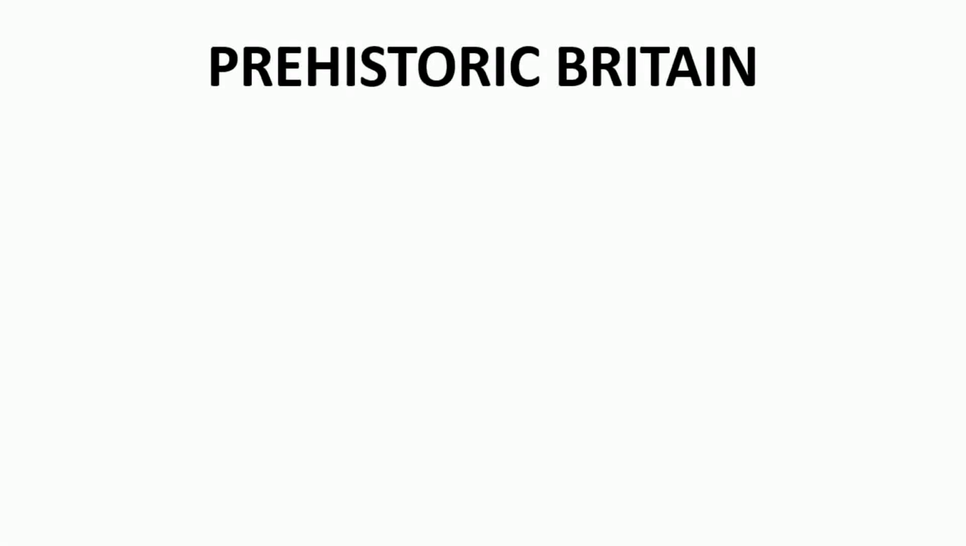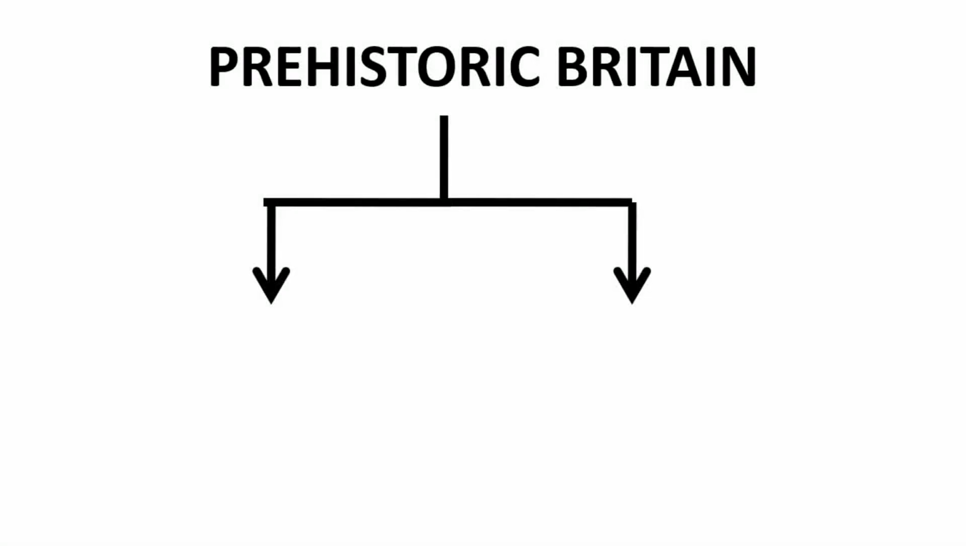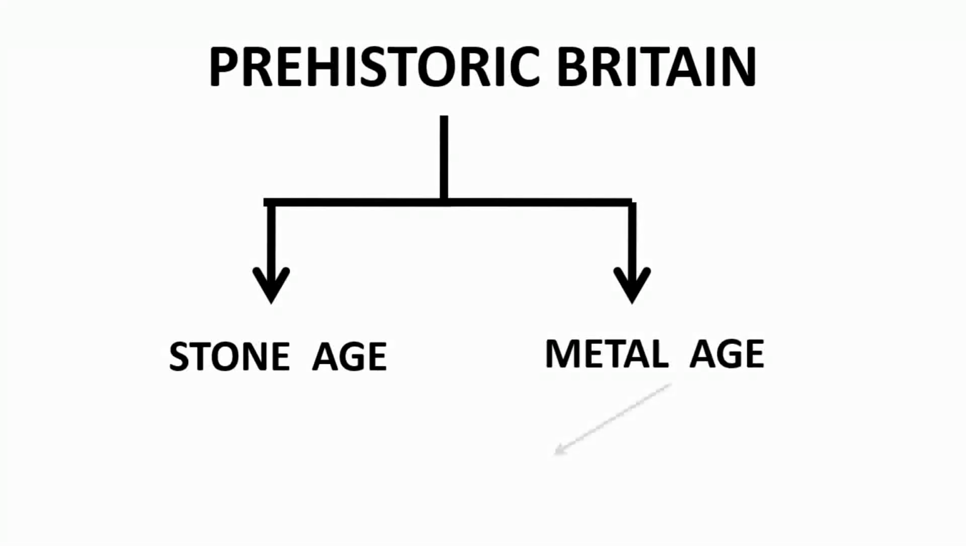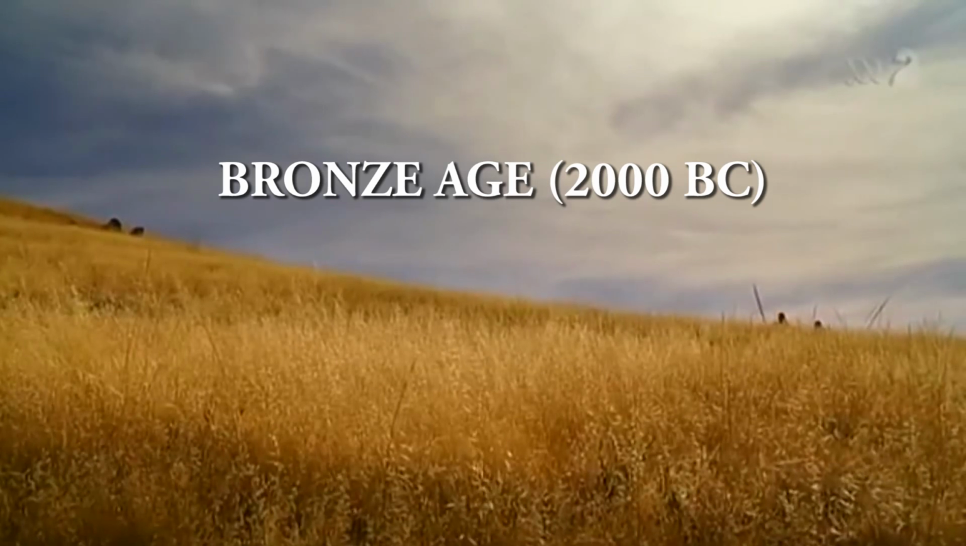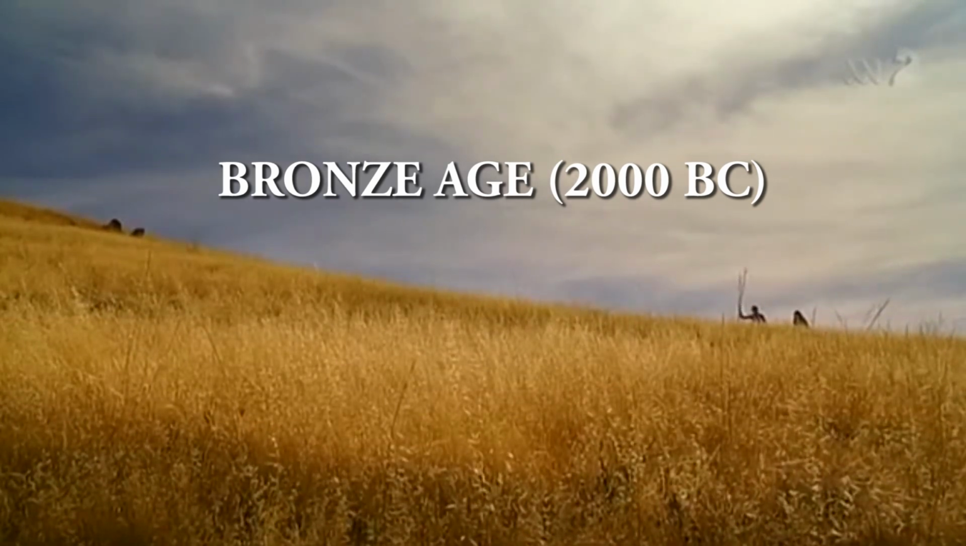The Stone Age was followed by the Metal Ages, when the human beings started to make objects out of metal. The Metal Age is classified into 1. The Bronze Age, and number 2. the Iron Age. The Bronze Age is supposed to have begun by 2000 BC.